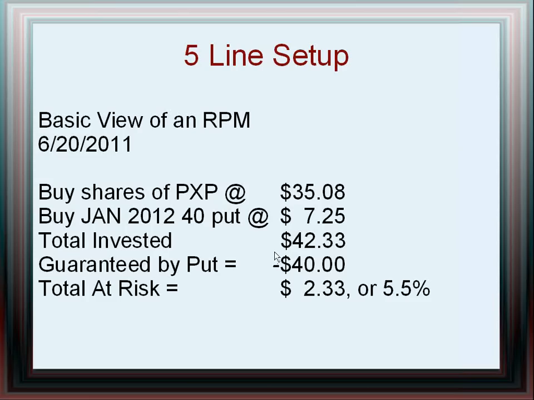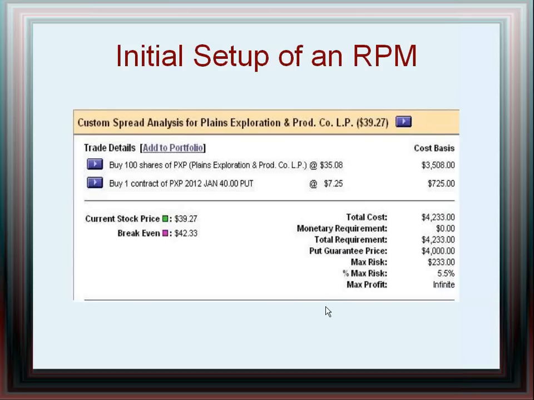Yes, the total cost invested is $42.33, but we're guaranteed to get at least $40 back, so the maximum risk on the position is $2.33 or 5.5%. Now, it's important to note that this maximum risk of $2.33 will only be realized if we hold the position all the way to expiration, the stock's still trading below $40 per share, and we've made no adjustments. That's not our goal. That's not our approach. We typically will only realize this maximum risk when those 3 things occur.